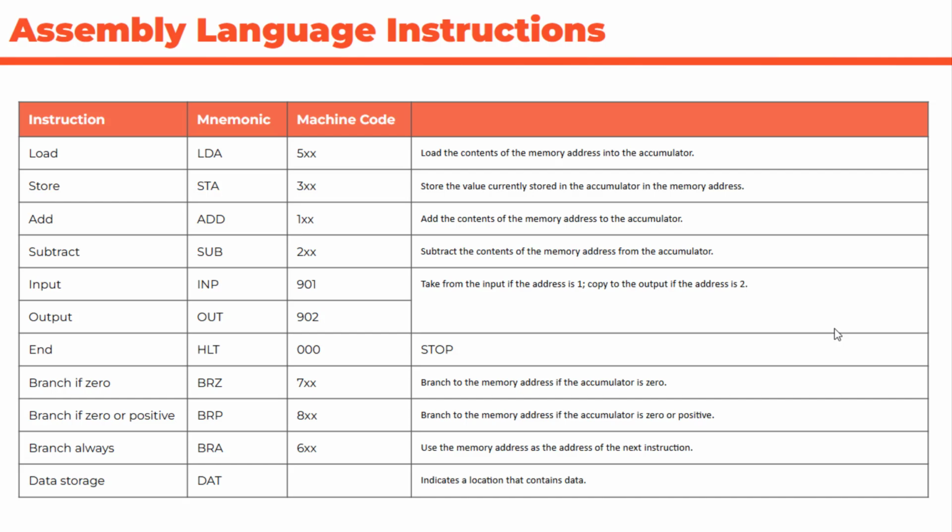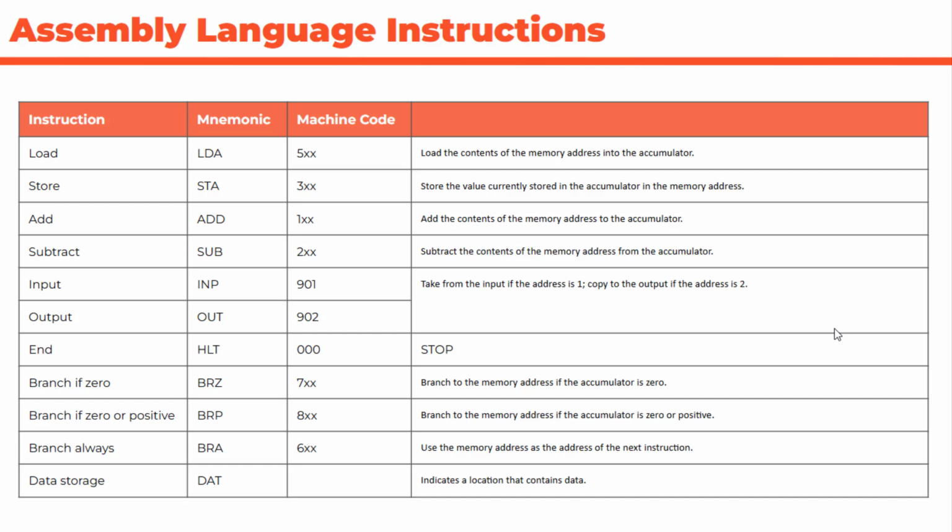The last column explains what each mnemonic does. So if you see the letters LDA, we are loading the contents of the memory address provided and we're placing it into the accumulator. Store, STA, store the value currently stored in the accumulator in the memory address. Add the contents of the memory address provided to the accumulator. Subtract the contents of the memory address from the accumulator. Input and output, take the input if the address is 1, or copy the output if the address is 2. Stop is the end command or the HLT command.